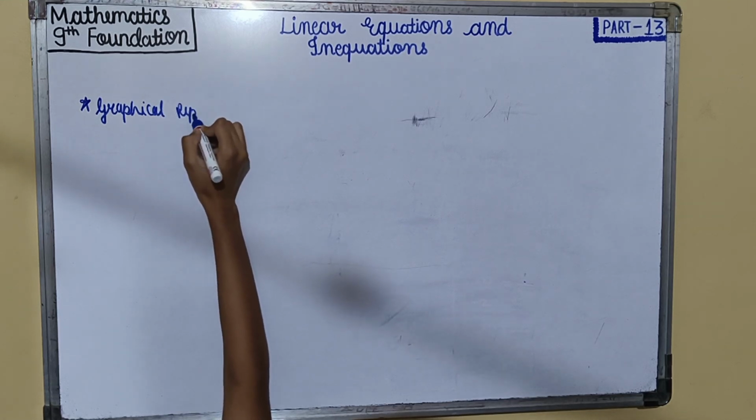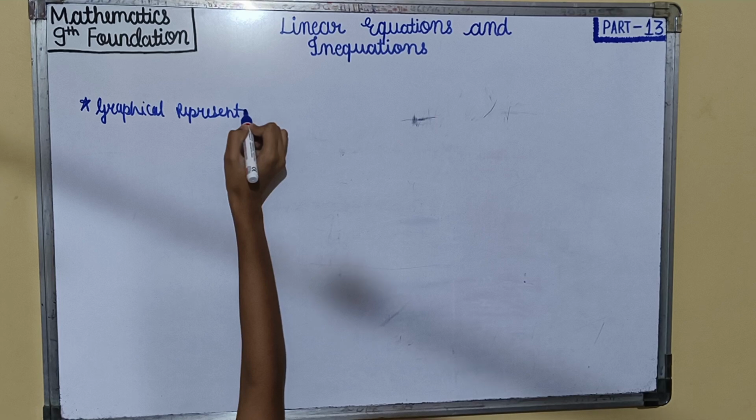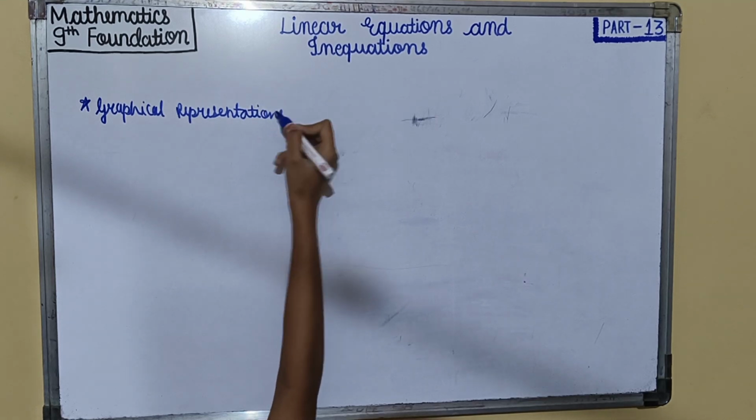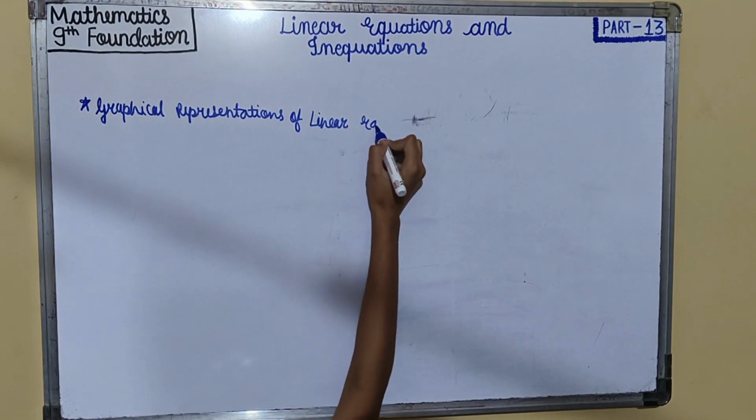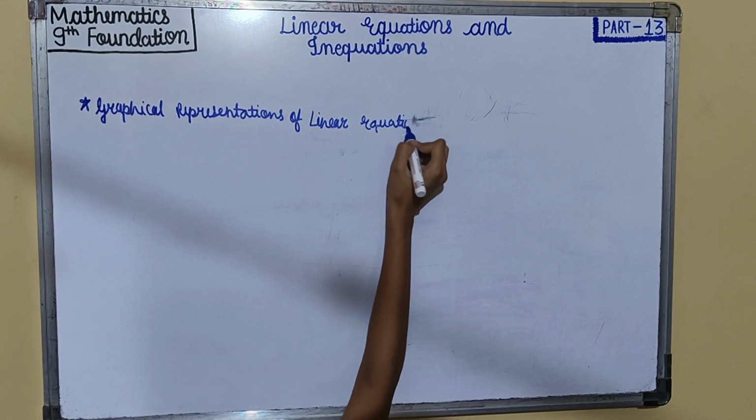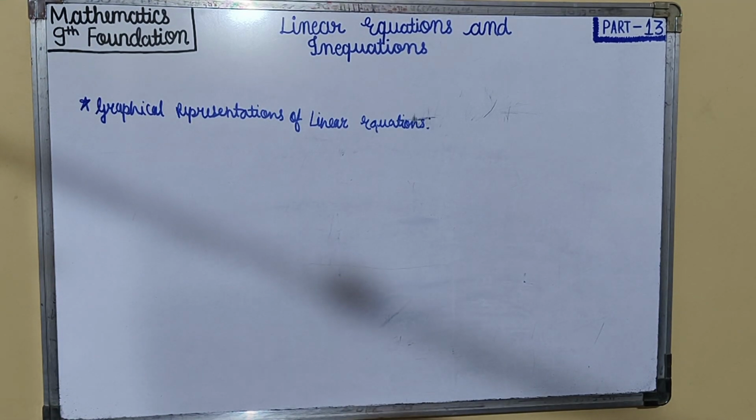Graphical representations of linear equations. This is our fourth method of solving linear equations, but this is not generally used that much because sometimes due to large numbers we would need a large graph, which is not possible every time, and marking all would take a lot of time.